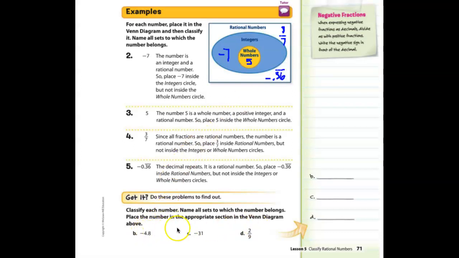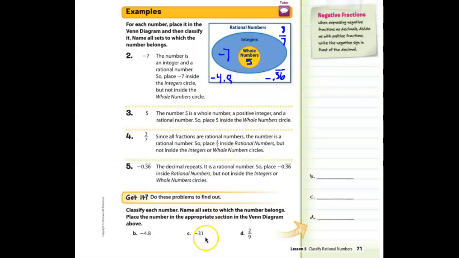Now, I want you guys to do these last 3 on your own. Which category would -4 and 8/10 go in? Go ahead and answer that for me, please. Okay, because it is negative, it can't be a whole number. Because it is fractional, it has the fraction 8/10 in it, it can't be an integer. So if you said rational number, you are correct. So we're going to put that in the rational number category.